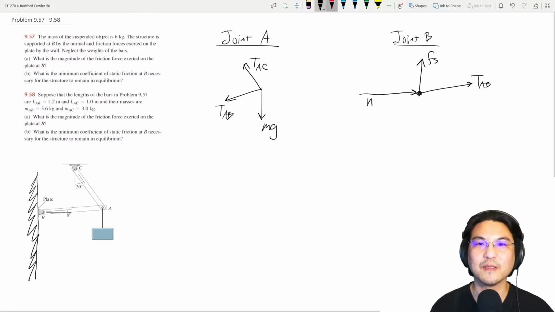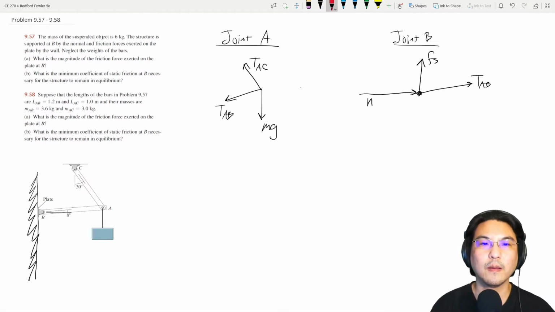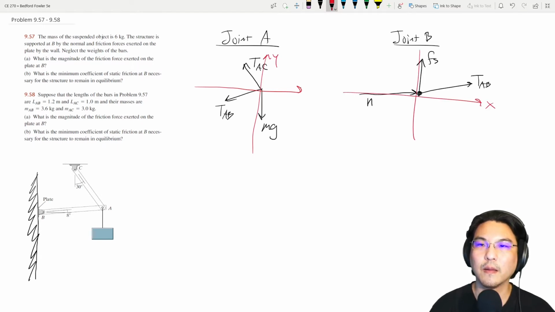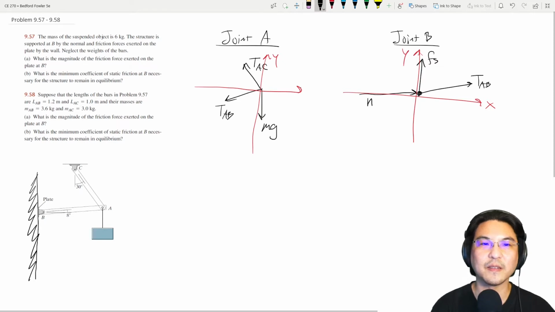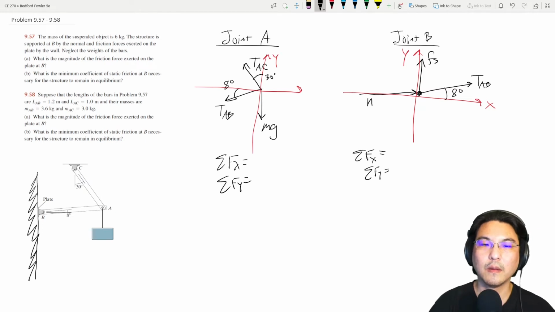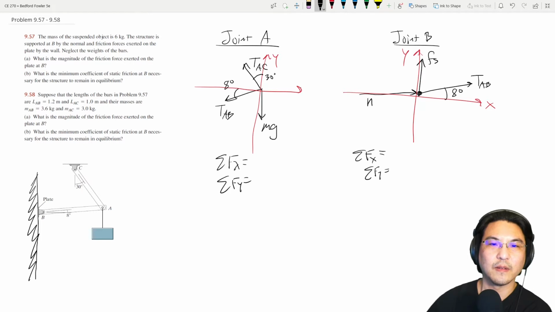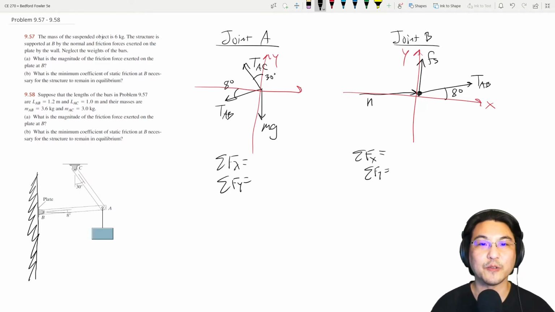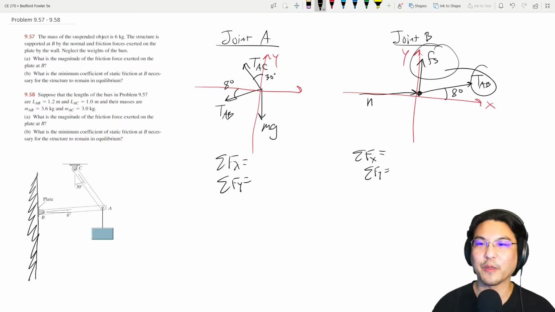Let me pick some coordinates. All right, let's take a look. We know the angles: this is 8 degrees, over here is 30 degrees, and this was 8 degrees. Let's write some equations for these. For joint A, I see that there are 2 unknowns. Joint B has 3. So I would prefer to start where there are fewer unknowns.